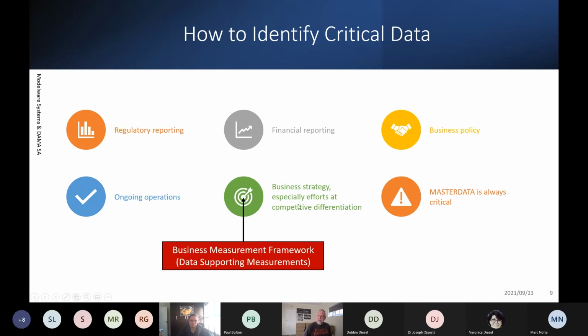We spoke on the different areas. This is one where we feel that the business strategy and the business measurement framework is important for us to help us steer the critical data definitions. But of course, there's things like regulatory reporting, financial reporting, and master data. That's always crucial in terms of the elements. But what are the most critical elements of a master data domain? Maybe just a quick question. Esti, what would you say the most critical data elements of a master data domain are?